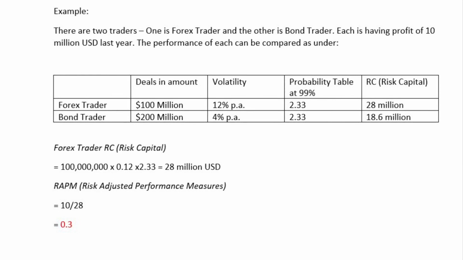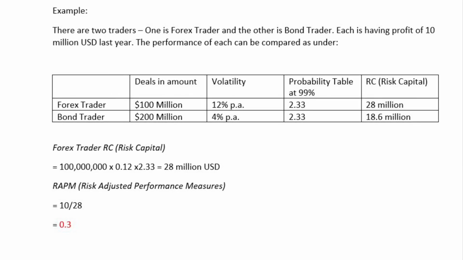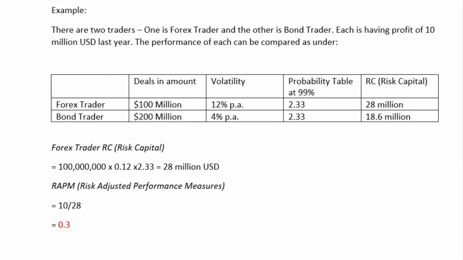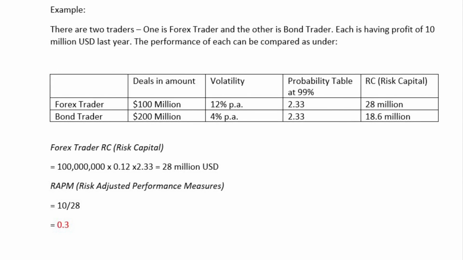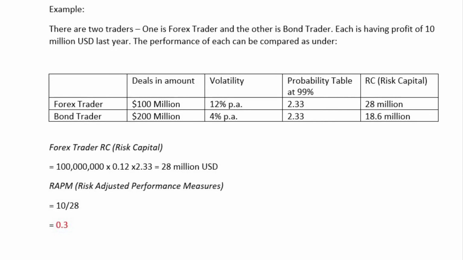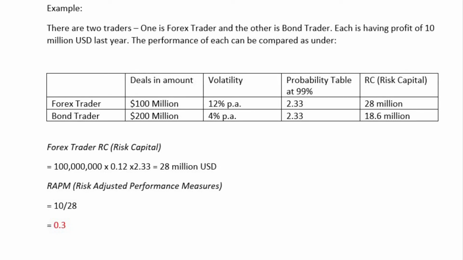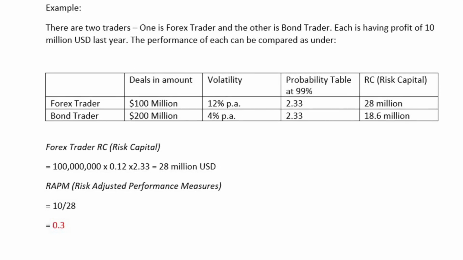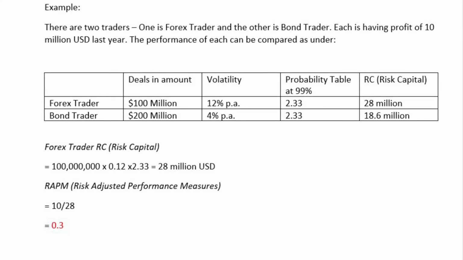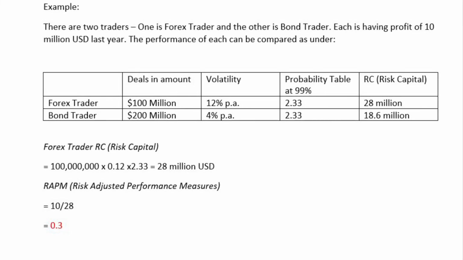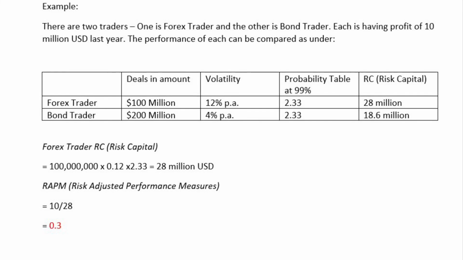So there are two traders. One is a forex trader and the other is a bond trader. Each had a profit of 10 million USD last year. The performance of each can be compared as follows. The given data is deals in amount, volatility, and probability at 99%, and the last column, the fifth column, is risk capital. That is the question he asked, so those answers we have to write.